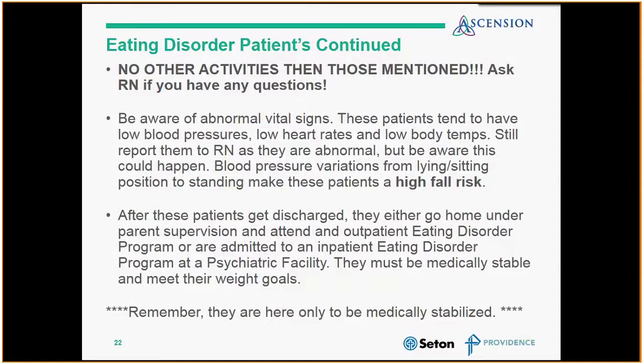For the CAs, be aware of abnormal vital signs. These patients tend to have low blood pressures, low heart rates, and low body temps. You still want to report them to the nurse as they are abnormal, but be aware this could happen. Blood pressure variations from lying or sitting position to standing make these patients a high fall risk.